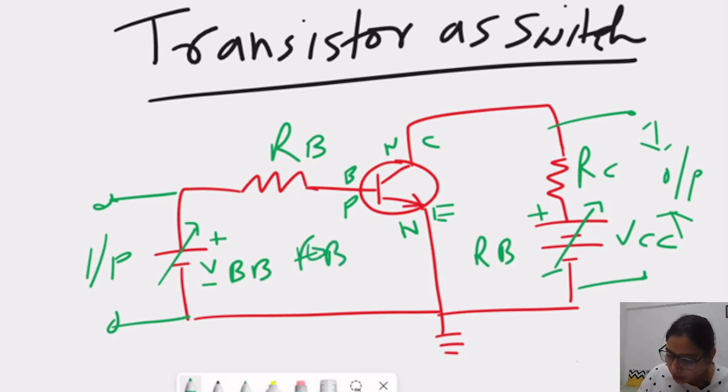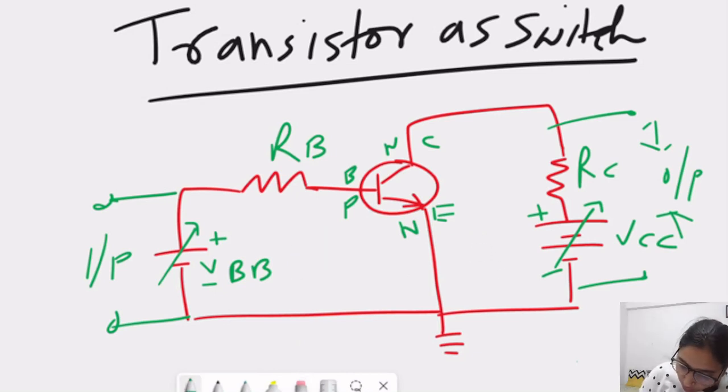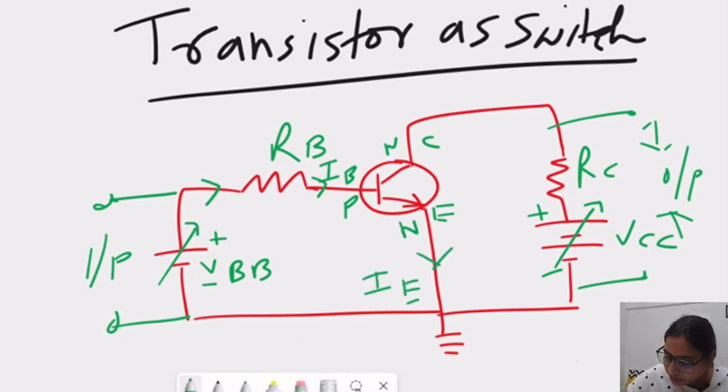Now we will discuss how the current is flowing inside the circuit. From this battery, current is going in this direction. So this is nothing but IB, which is flowing in this direction. This is the sign of current. So the emitter current is flowing in this direction. And from this battery, current is flowing in this direction. So this is the direction of IC. This is the basic structure of the transistor as a switch.